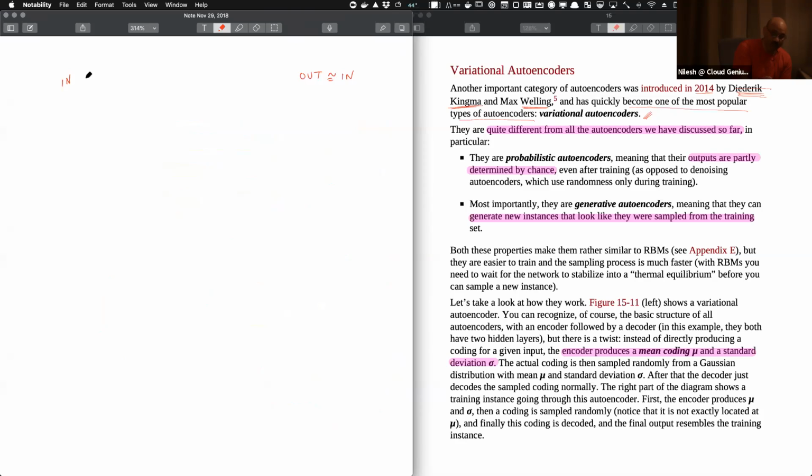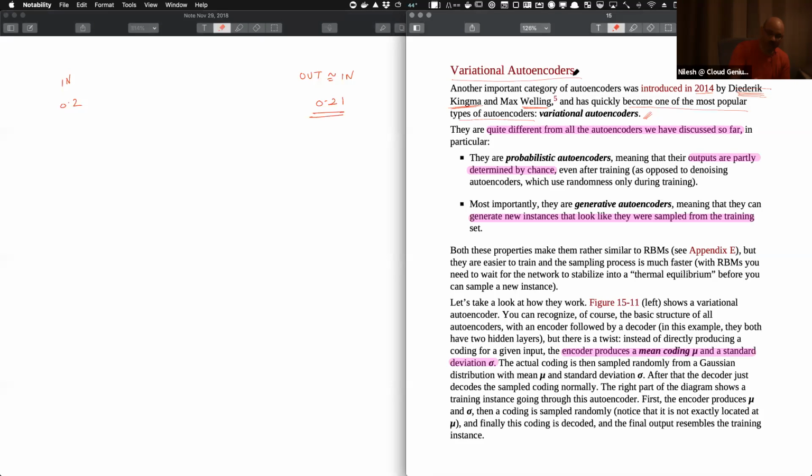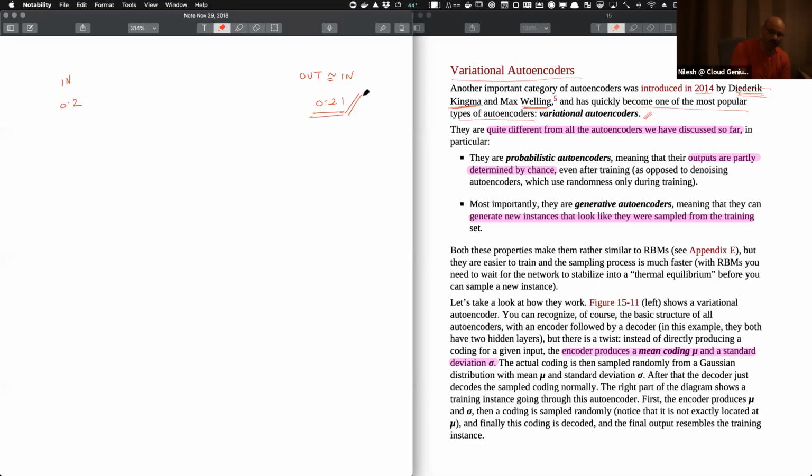In cases, most of the time, it is not an exact match, it is an approximate match. And so for an input of 0.2, you will receive an output of 0.21. That's a deterministic encoder. All other examples up until now were deterministic in nature. You get some number. That's the output. In these types of variational autoencoders, you don't get a number, but you get a range of numbers. I think that's a better way to say that.